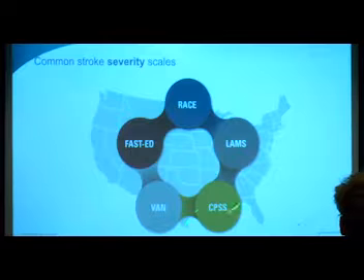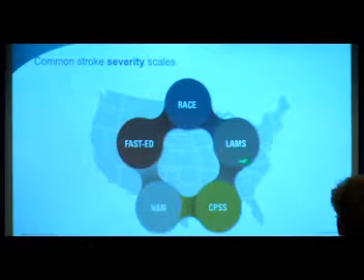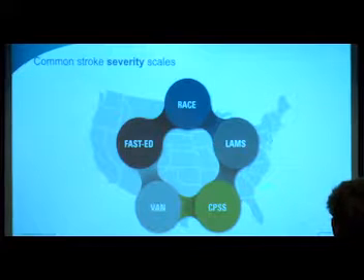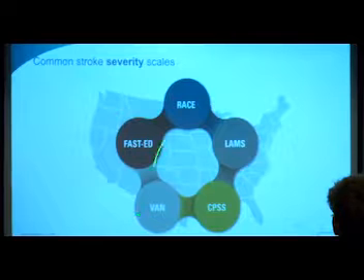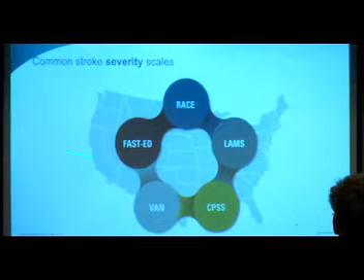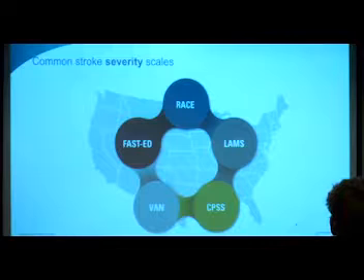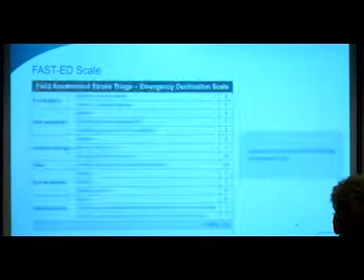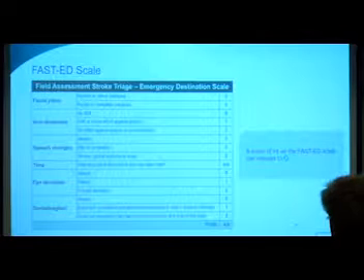We have the Cincinnati pre-hospital stroke scale. We have the Los Angeles motor scale, the RACE, which is more prevalent in the Southeast. We have the VAN, more prevalent in the Midwest, and the FAST-ED, which I think nationally probably has the most exposure, very common along the East Coast and in some of the southern states, Georgia, things like that, where they've adapted FAST-ED quite quickly.